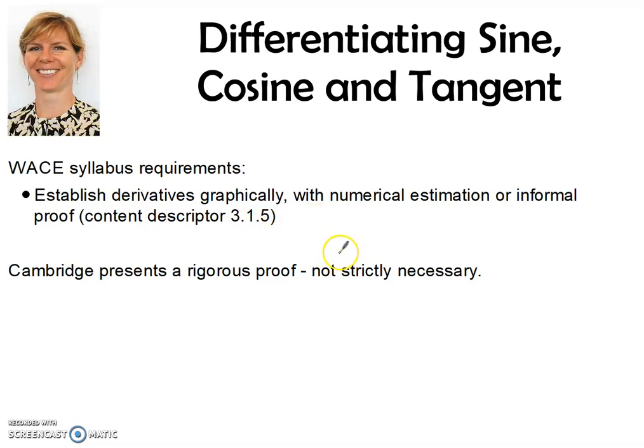The proof that's done in the Cambridge text is really rigorous. Mathematically, it's absolutely correct, but it's probably not strictly necessary. If you can work out the derivatives from a graphical point of view, which I'll show you, or by numerical estimation, which is your limiting chord but with technology, then you'll be pretty much right. Cambridge can sometimes be a little over-enthusiastic in its approach, so don't get too concerned if the math there is going over your head a little bit.